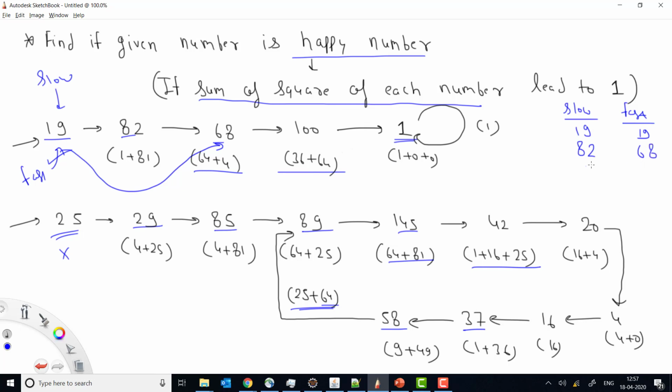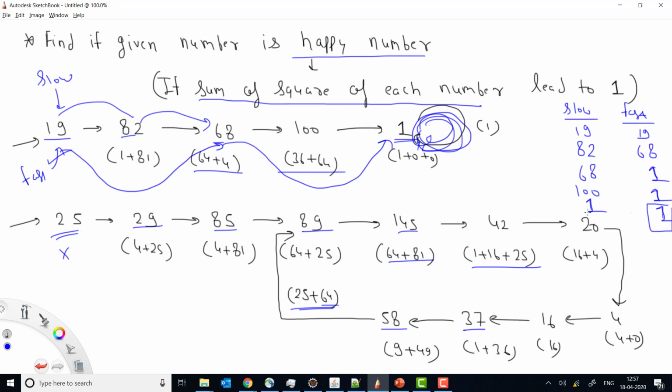Again slow will move by 1 position, so slow will move to 68, from here to here. Now fast will move by 2 positions, so now it will reach 1. Now again slow will move by 1 position, so it will be 100, and fast will move by 2 positions. Even if it moves by 2 positions, 1 then 2, again it will reach 1. Then slow again will move 1 position, it is 1, and fast will again move 2 positions, so again it will reach 1.